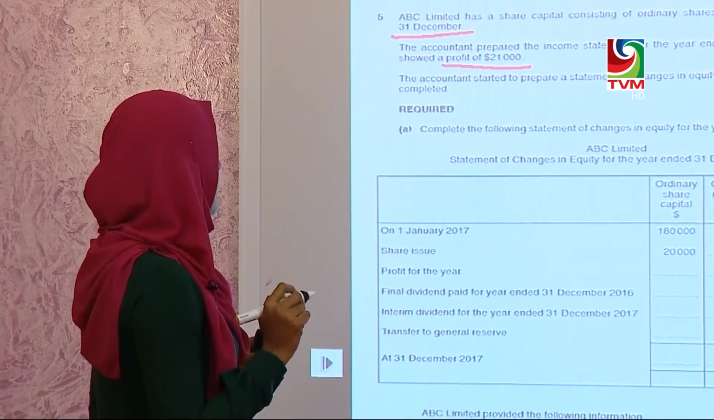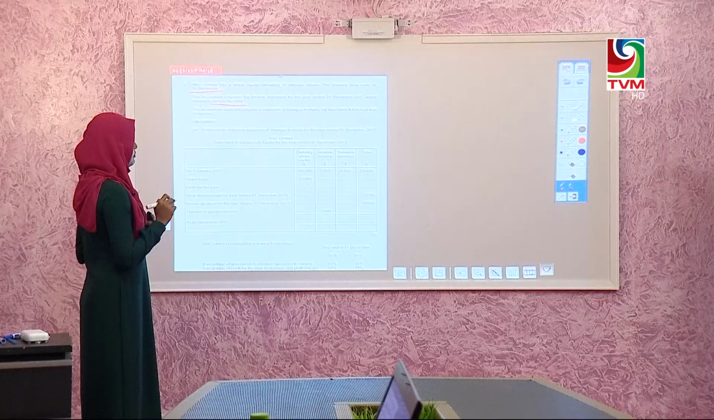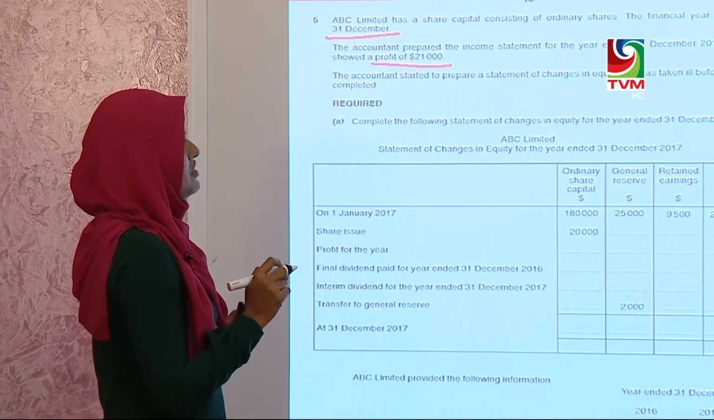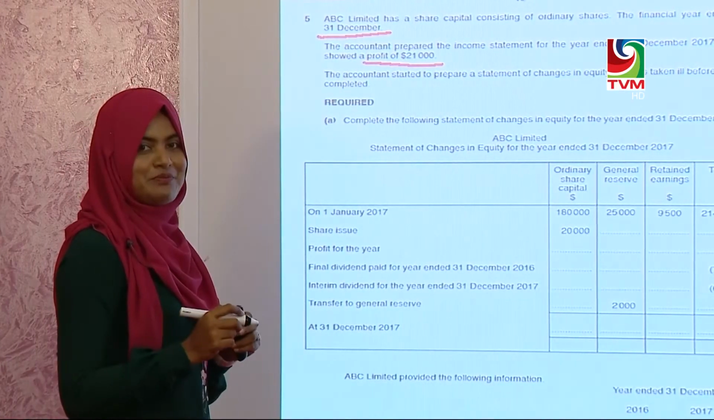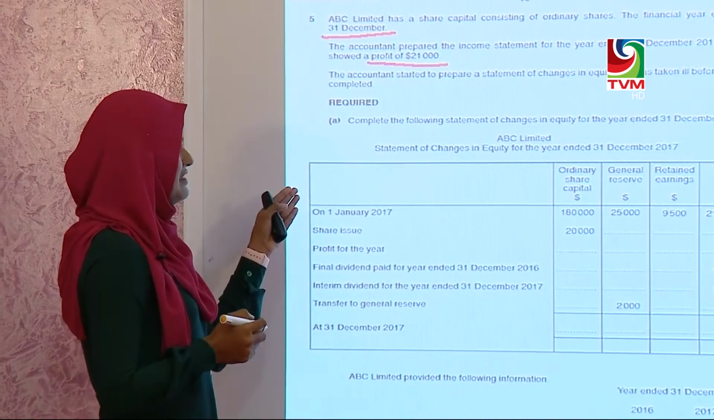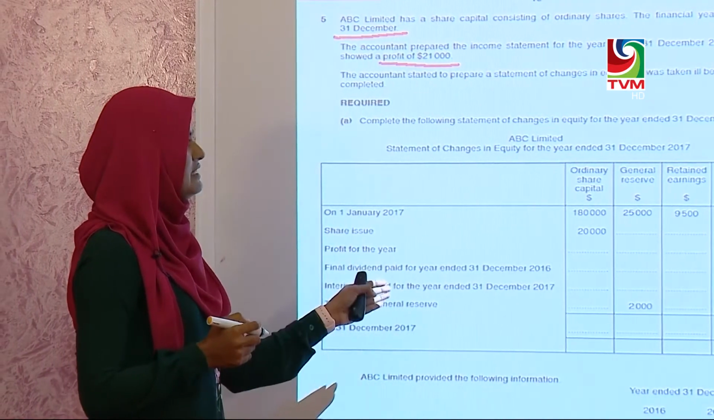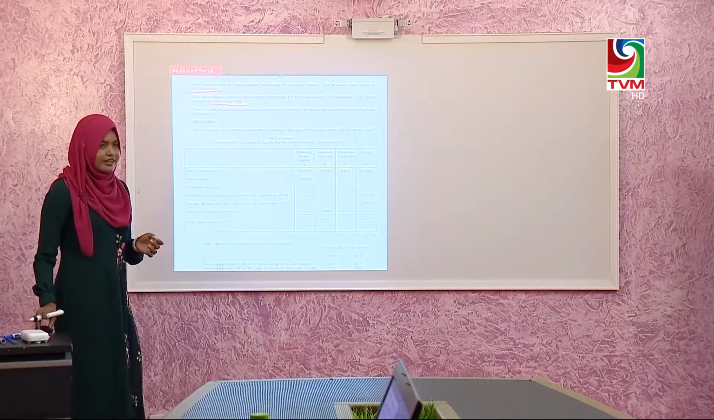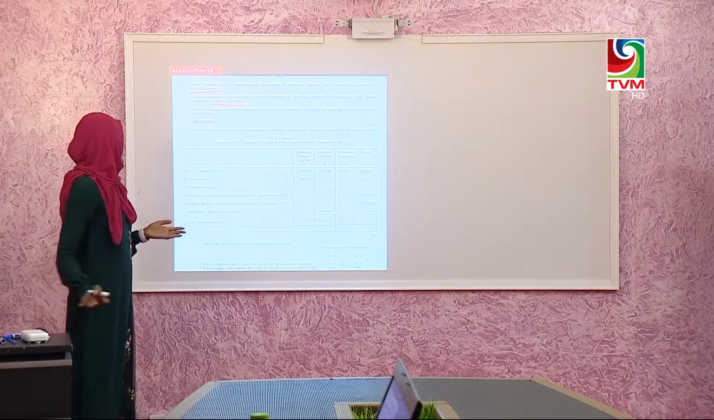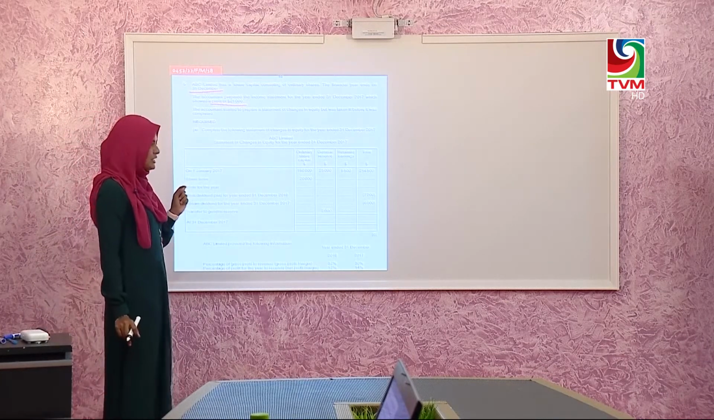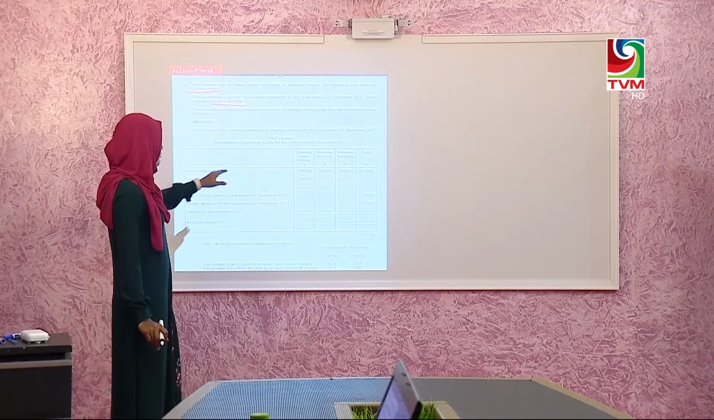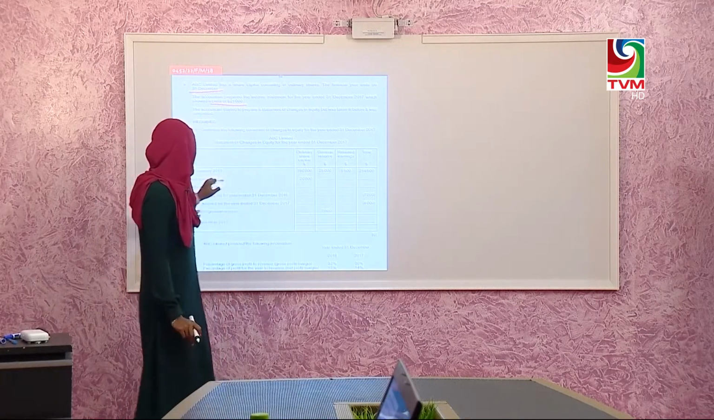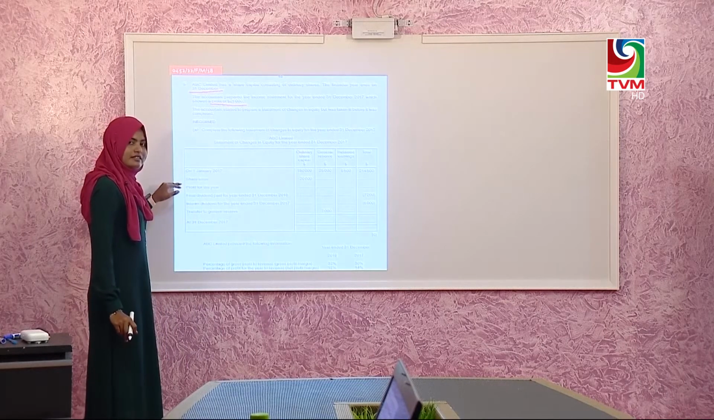Then the accountant started to prepare a statement of changes in equity, but was taken ill before it was completed. So here they are asking you to complete the statement of changes in equity given. So recall the previous lesson, we have learned how to prepare the statement of changes in equity here. First, they have recorded all the opening balances here in the question. Then the second one here is the share issue.